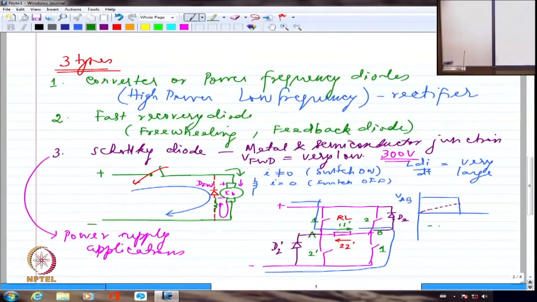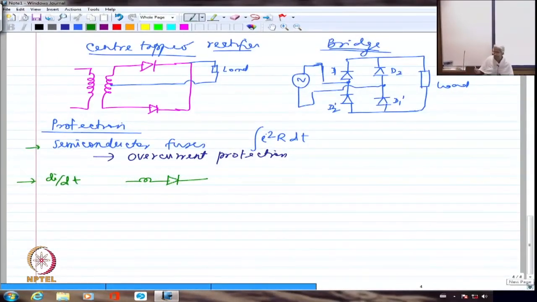But we'll have to make a calculation before we decide whether that inductance is good enough or whether I have to add some external inductance so that the current di by dt is limited within whatever is the tolerable limits of the device. So di by dt protection as a rule is always implemented for all devices by having an inductance. Whereas dV by dt protection is done with the help of something called an RC snubber.